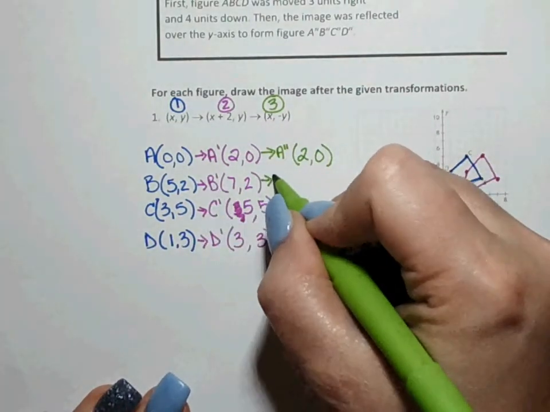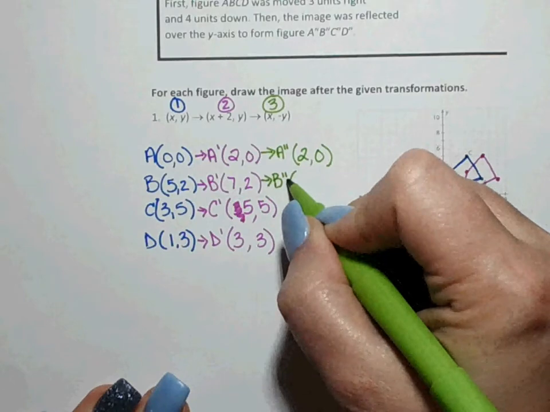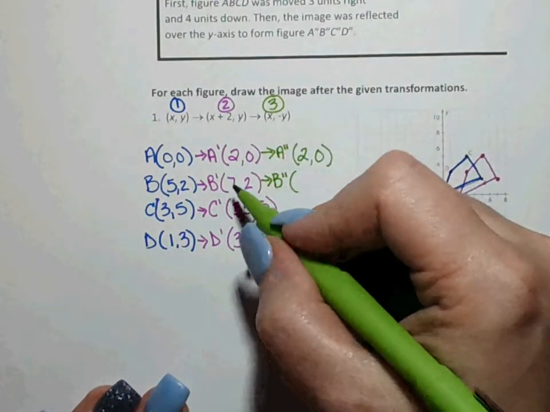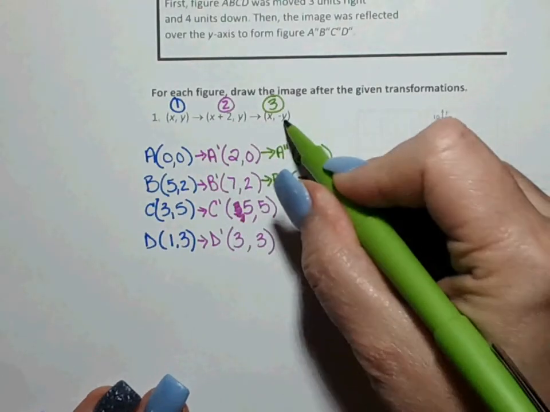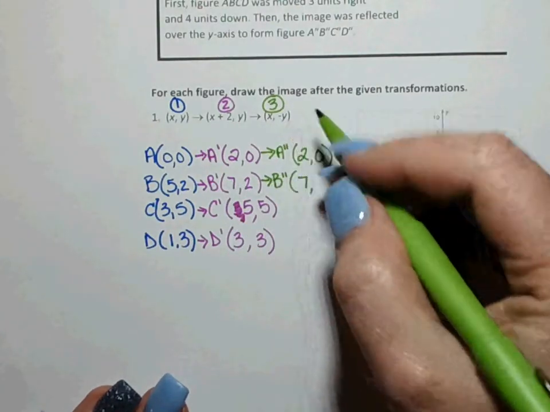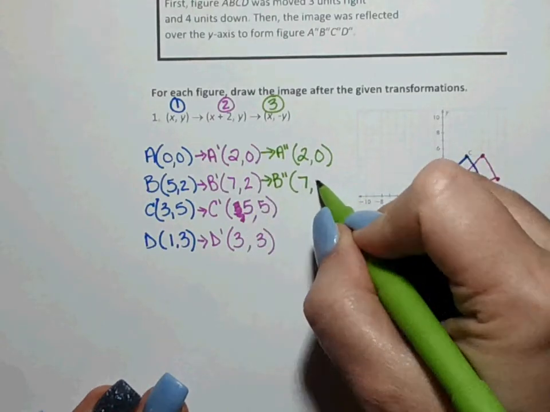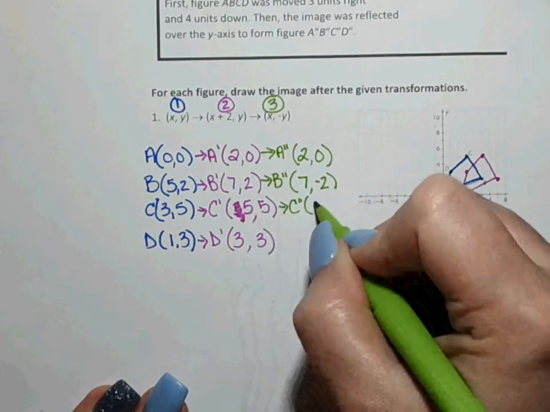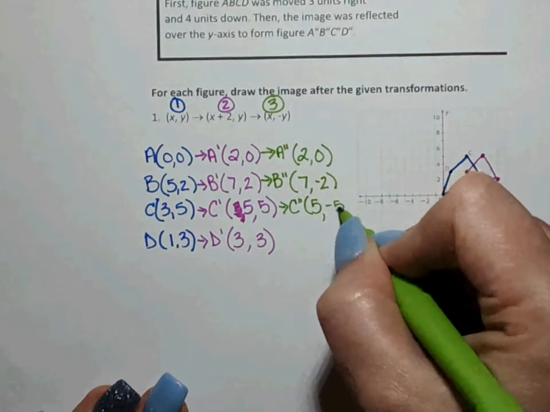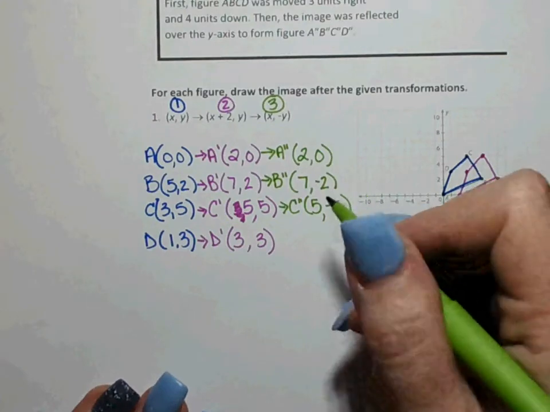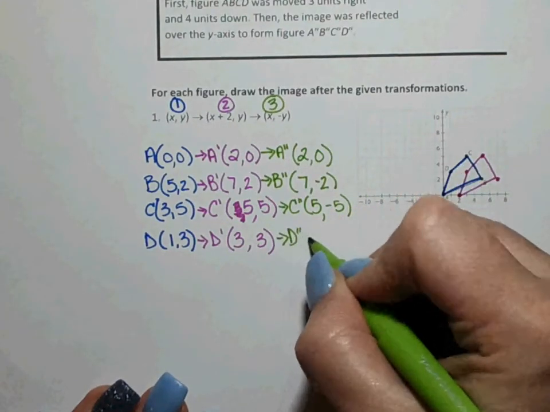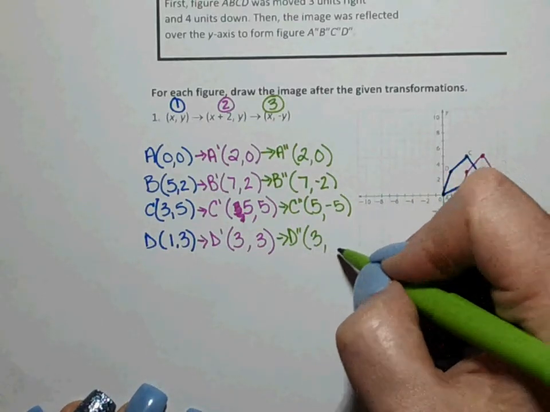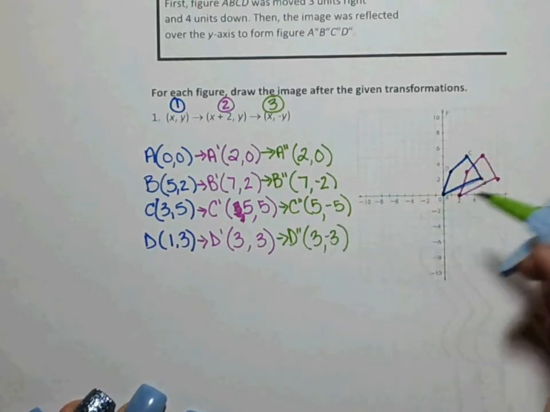Alright, so B prime is going to become B double prime, because this is our second transformation. Our X value is staying the same, so it's still going to stay a 7. But our Y says to change the sign. So we're going to change that positive 2 to a negative 2. Alright, C double prime, the X value stays the same, the Y value changes the sign, so it becomes a negative 5. And last one is D double prime, so our X value stays the same for this coordinate, and our Y value is just going to become negative.